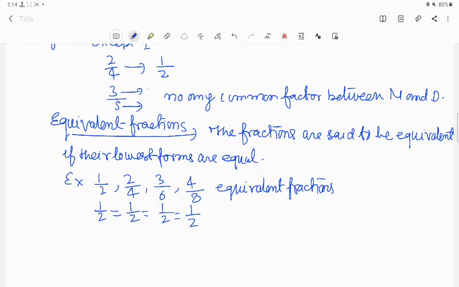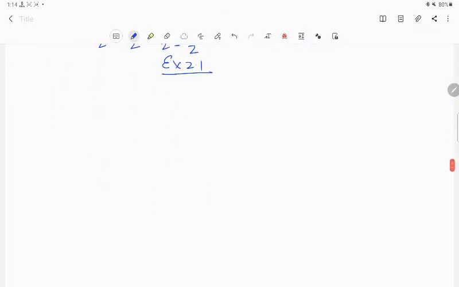This becomes all clear by doing the exercise. So now come to exercise 2.1. See, there are given greater than, equal to, less than. It means you have to compare the fractions.